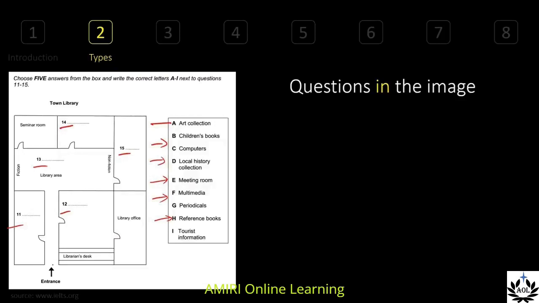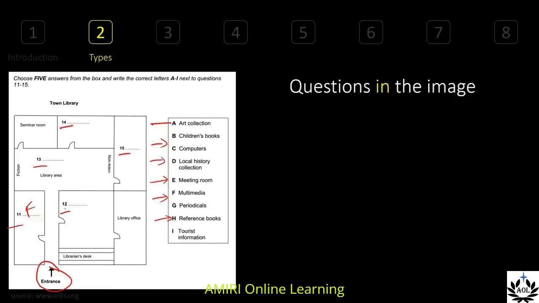The person here will first talk about, for example, we are standing at the entrance, and then when we go straight, on the left comes, let's say, the multimedia room. So the answer for 11 is F. I'm just giving an example. I'm not saying that's exactly the answer.